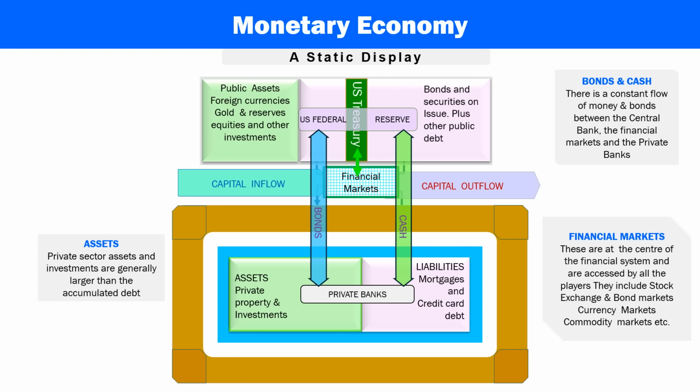Two-way transactions. The blue arrows depict the two-way transfer of bonds from the central bank to private banks, either directly or through financial markets. The green arrows show the flow of cash between the central bank, private banks, and financial markets. Each upward movement has a corresponding downward movement. This graphic display of the monetary economy shows that there is a continuous flow of money and bonds between the central bank, financial markets, and private banks.